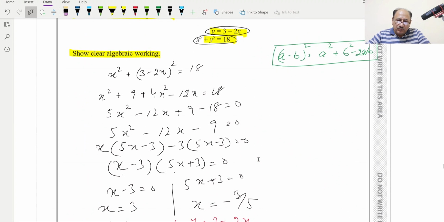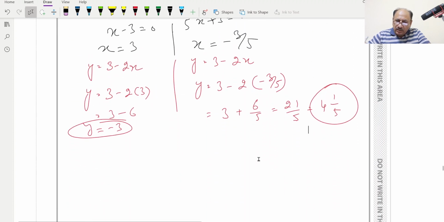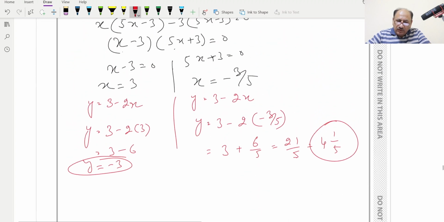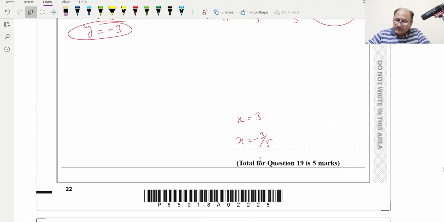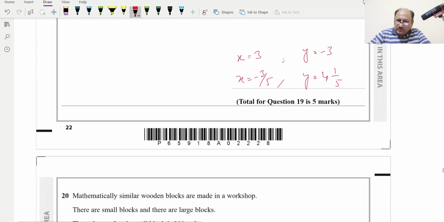They have asked us to solve the simultaneous equations. So x values we can write as 3 and minus 3 over 5. So x is equal to 3, x is equal to minus 3 over 5. For x is equal to 3, y will be equal to minus 3, and y is equal to 4 whole 1 by 5. These will be the set of values which we have provided as the answer.